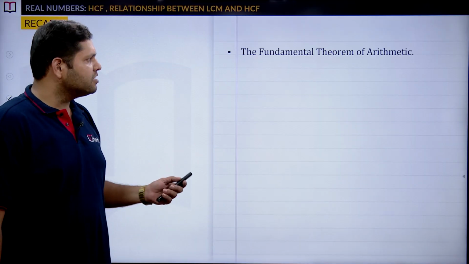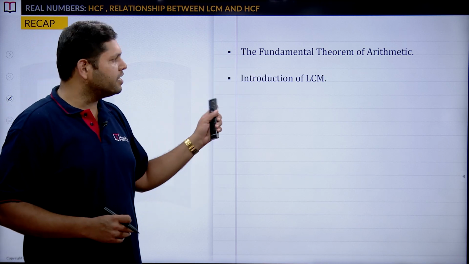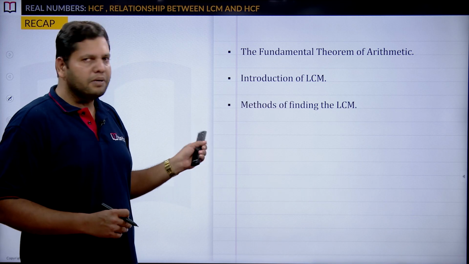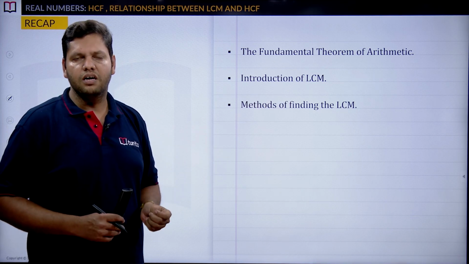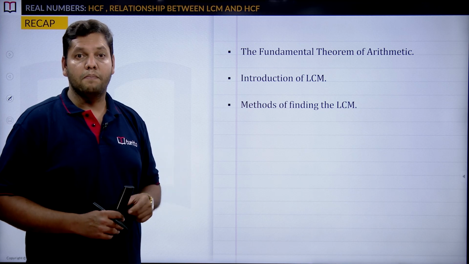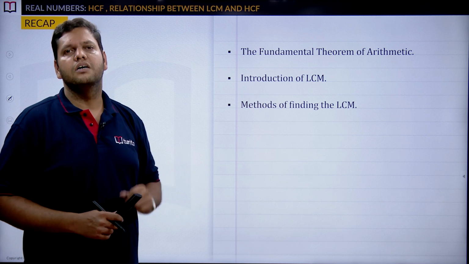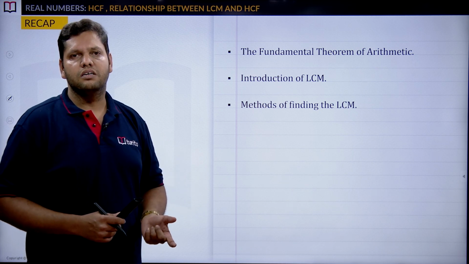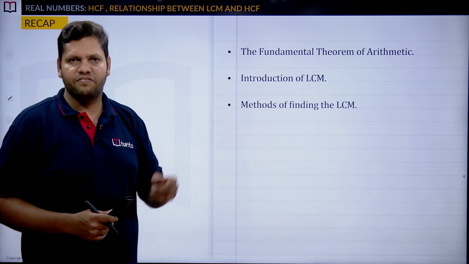Children, in the previous class we have learned about the fundamental theorem of arithmetic, and next the introduction of LCM and methods of finding the LCM. We have totally 3 methods of finding the LCM. That is listing, writing all the multiples of the number. The second method is by prime factorization method. And the third method is the long division method, like finding all the factors.